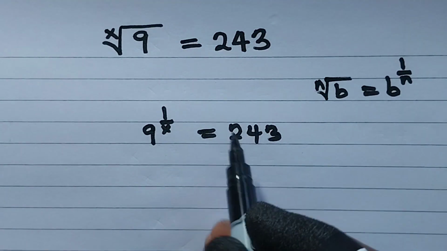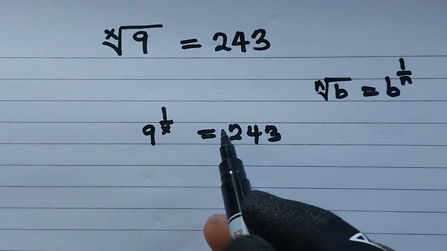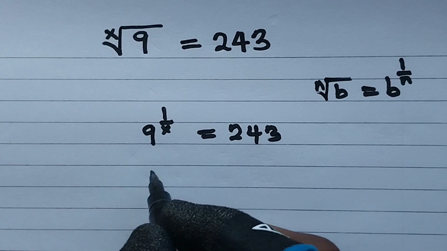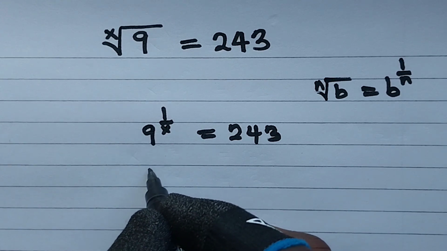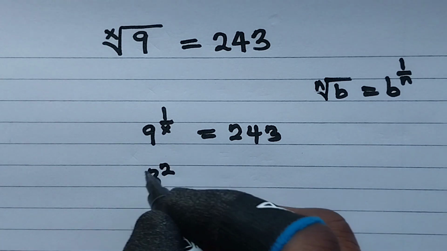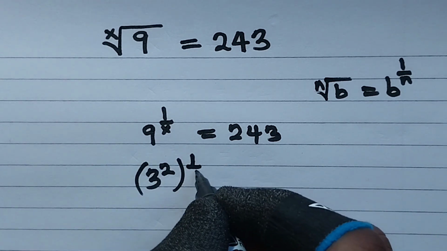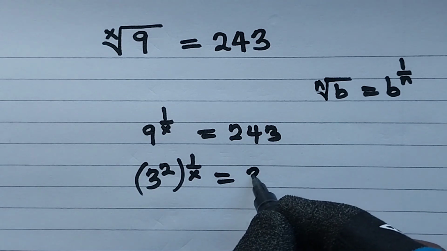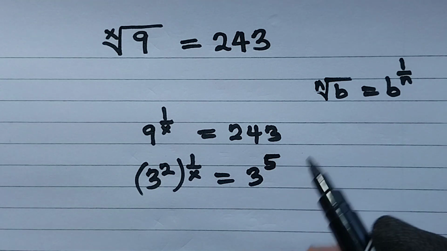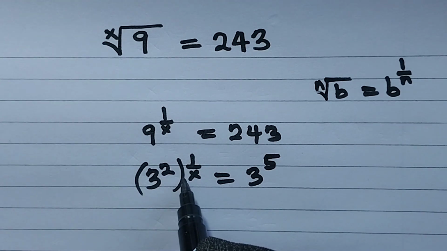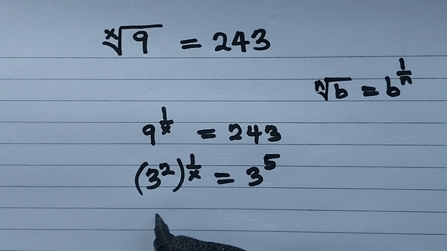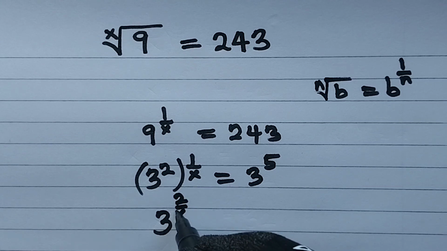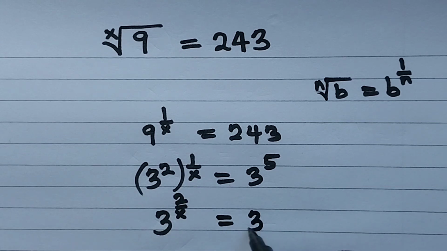So from here, all we need to do is to break down each of these big numbers to their prime base. So 9 can be written as 3 raised to power 2 according to the law of indices. 9 is 3 raised to power 2 and then raised to power 1 over x. So it is equal to 243, which itself is 3 raised to power 5. So that when I open this bracket according to the law of indices, I now have 3 raised to power 2 times 1 over x, which is 2 over x, is equal to 3 raised to power 5.